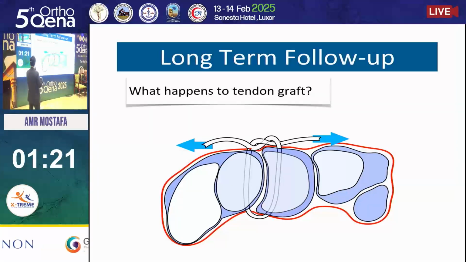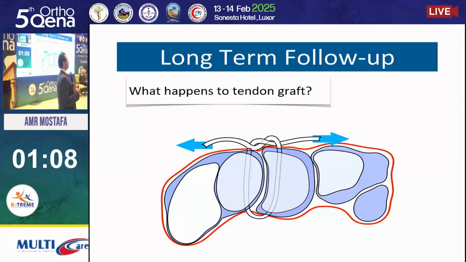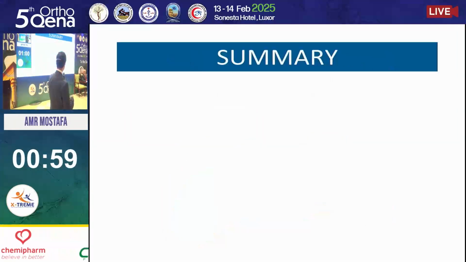Also, we have to have a long-term follow-up of this ligament reconstruction. Does the ligament revascularize? Does it re-innervate? Like the ACL, does ligamentization of the tendon occur or not? We don't really have a long follow-up.